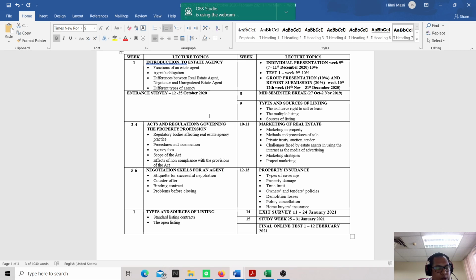So if, let's say, you didn't follow the minimum scale or the maximum scale of fees permitted, then you can be penalized. Either you will be fined, or you can even face a jail term. So it's very important for us to follow the Valuers, Appraisers and Estate Agents Act 1981. It's an act passed by Parliament, so it is a legally binding document.